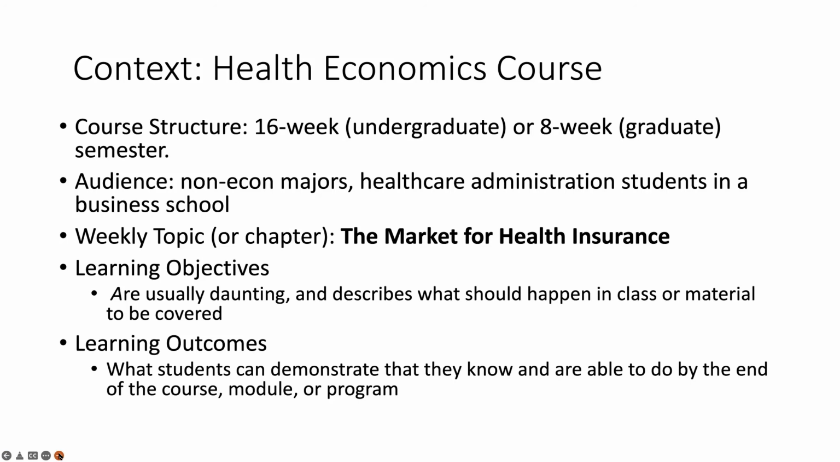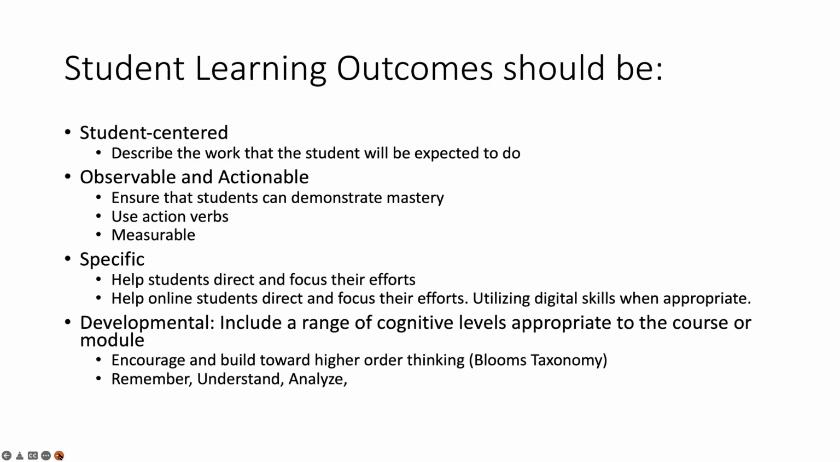So next slide, please. Today we want to discuss how to write powerful learning outcomes in 4 simple steps. The first step is that student learning outcomes should be student-centered, which basically means they describe the work that the student will be expected to do. And many of us are doing that in our course syllabus already.